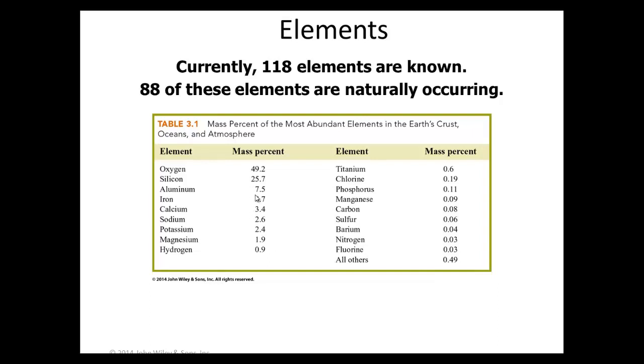We have 7.5% aluminum, iron is 4.7, calcium 3.4, sodium is 2.6. You have potassium at 2.4, magnesium is 1.9, and then after that, everything is point something. So hydrogen, titanium, all these other elements are not very abundant on our Earth.